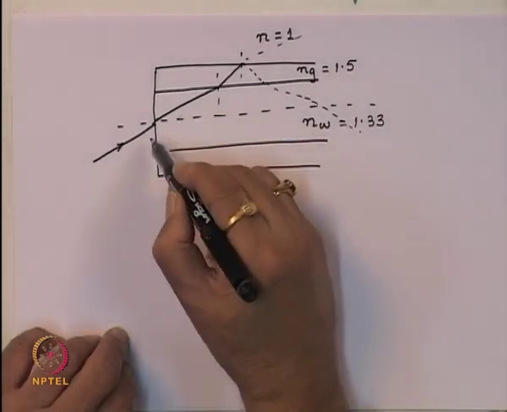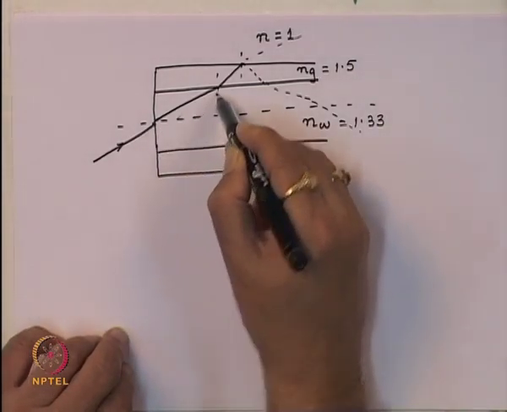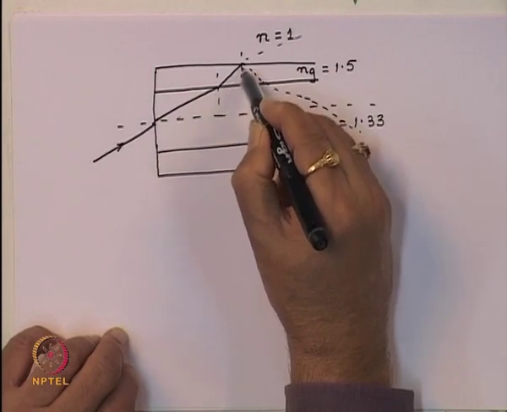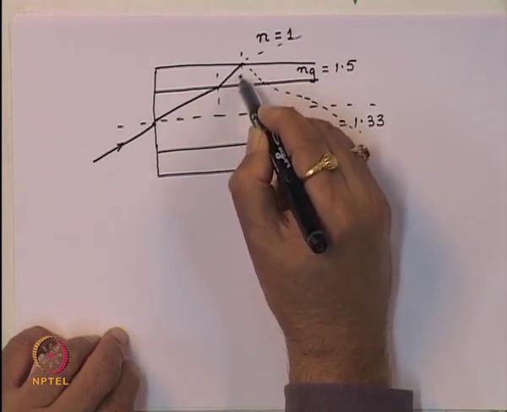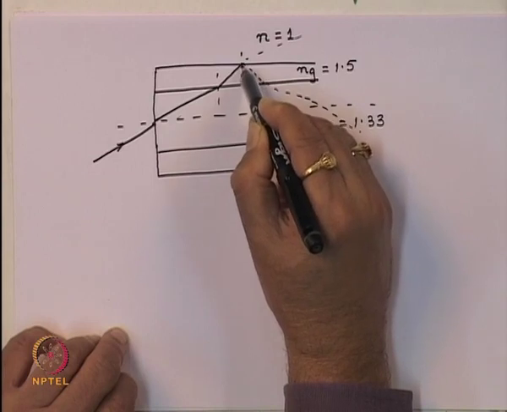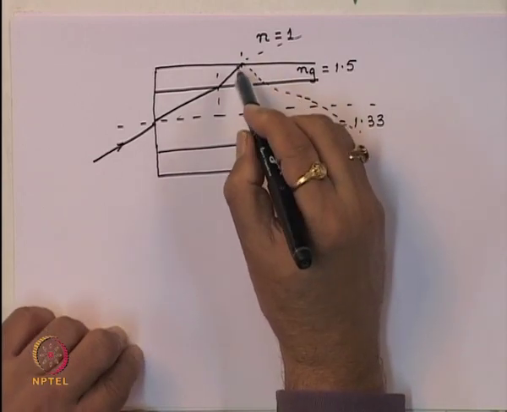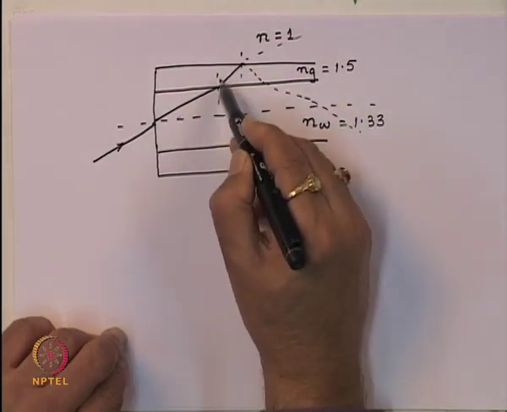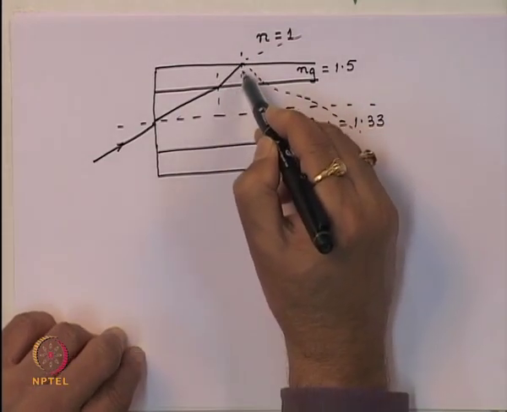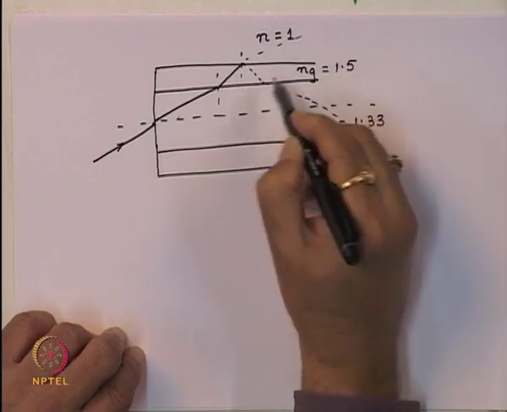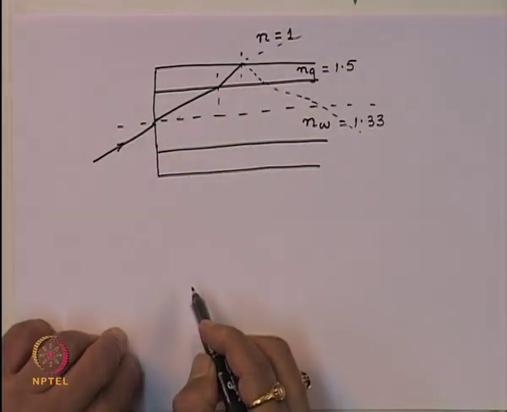So, inside the water, the ray is going to propagate, get refracted inside this glass, and if this angle happens to be greater than critical angle, then there will be total internal reflection at this interface. There is no possibility of total internal reflection at the water glass interface, but certainly there is a possibility of total internal reflection at the glass air interface.